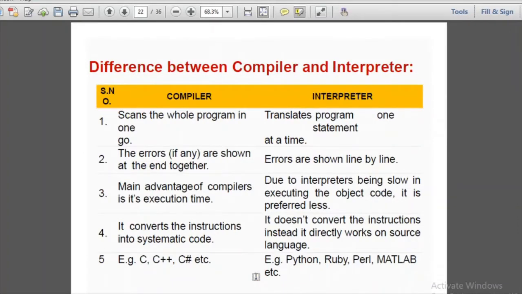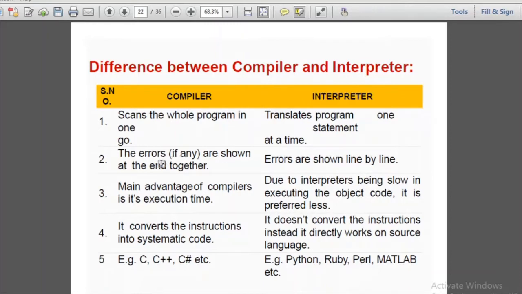So this is very important. It is asked in exams a lot. You must know the difference between compiler and interpreter. First, the compiler scans the whole program in one go. एक ही बार में पूरा प्रोग्राम को स्कैन करता है. Whereas the interpreter translates the program one statement at a time.